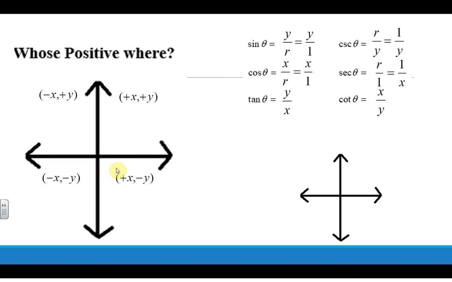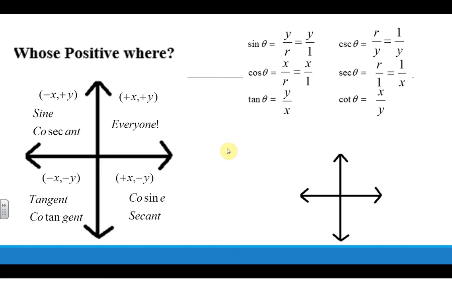So what does that mean? Who's positive where? Everyone's party in the first. Second, the only people that are going to be positive are sine and cosecant. I just want to sing party in the first quadrant. I like it. Okay. Negative over negative means that the only people that will be positive are tangent and cotangent, because when you divide a negative by a negative, it's in fact positive. And then cosine and secant will be positive in the fourth.